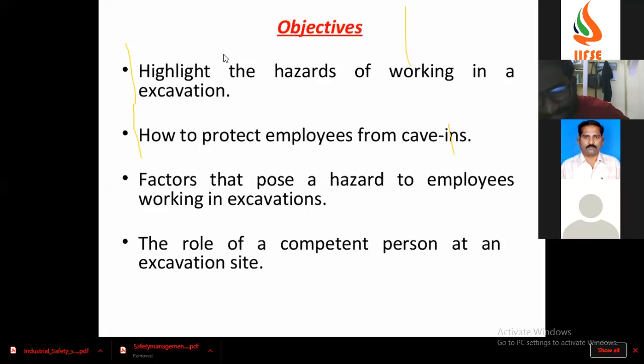Here, coming to highlighting hazards, what are the prime hazards? How to prevent employees from cave-ins. Cave-ins means, see, if a trench is there, if an excavation is there.